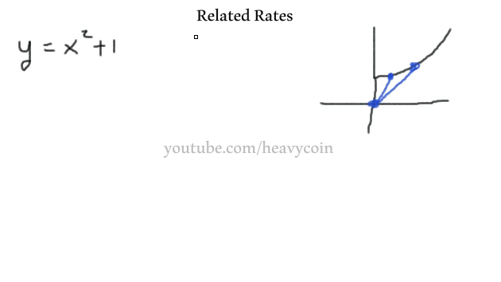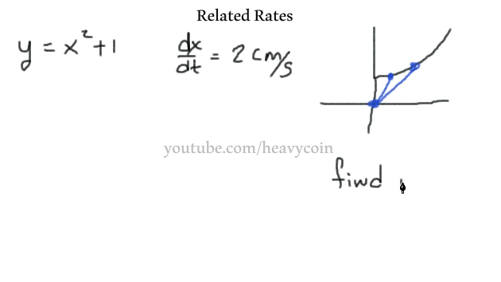And we're given dx over dt is equal to 2 centimeters per second again. So 2 centimeters per second. Okay, in this particular one here, we want to find the rate of change, right? So when you hear rate of change, we're talking about related rate problems. That's kind of like a key word there, rate of change.